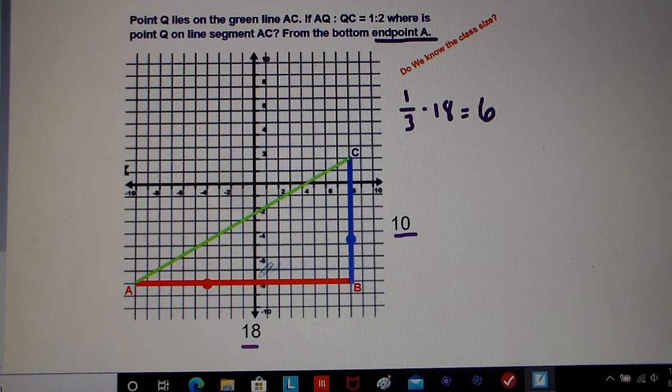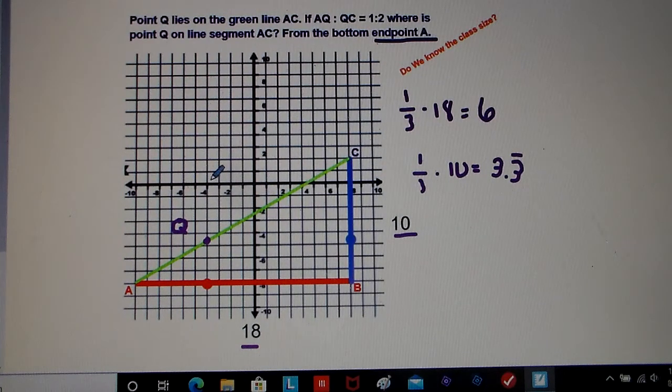Then we go 1/3 times 10, which gets you 3.3. Now it's okay to have a decimal. That's going to happen. So 3 1/3. So you go up from here. 1, 2, 3 1/3. Ideally, that decimal is going to hit the line. So all you have to do is find out where they're intersecting, right there on the line. And that's point Q.